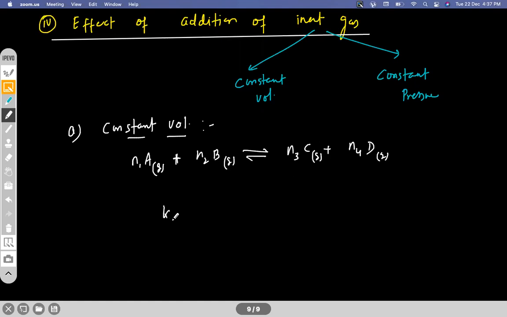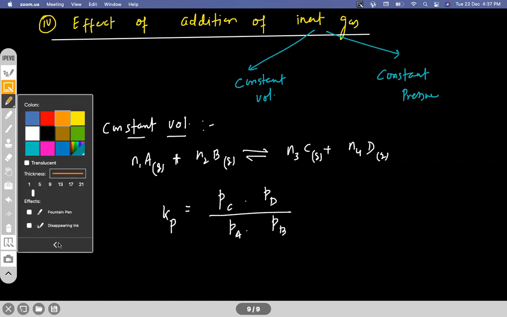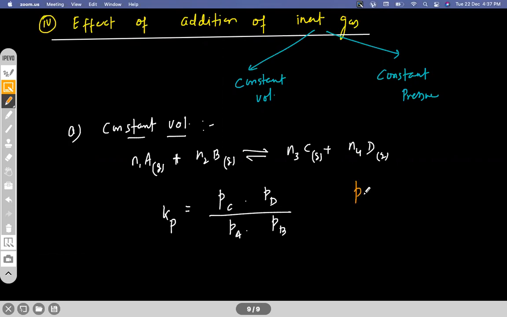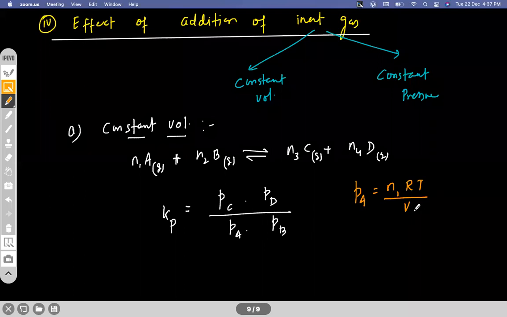If you write down Kp, that would be what? Mole fraction of each component. Pt will get cancelled, right? Or I can write partial pressure of C into partial pressure of D by partial pressure of A into partial pressure of B. Now, the partial pressure of A we write simply as the number of moles of A into RT by V. Constant volume we have, so V won't change.